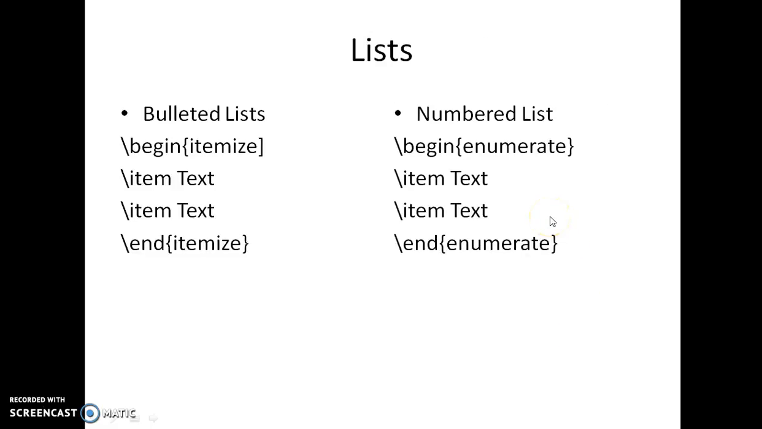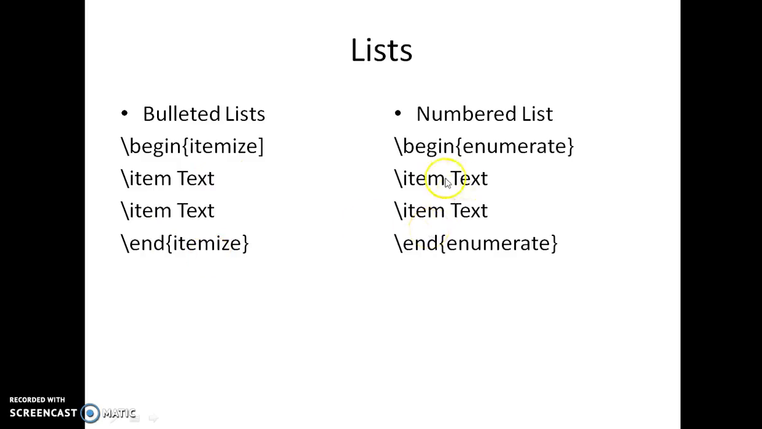So the command for making a bulleted list is \begin{itemize}. \item, you write a text here. The second item, write another text. So whatever is the number of items here, those would be appearing as bullets. So this begin should customarily end with an \end{itemize}.